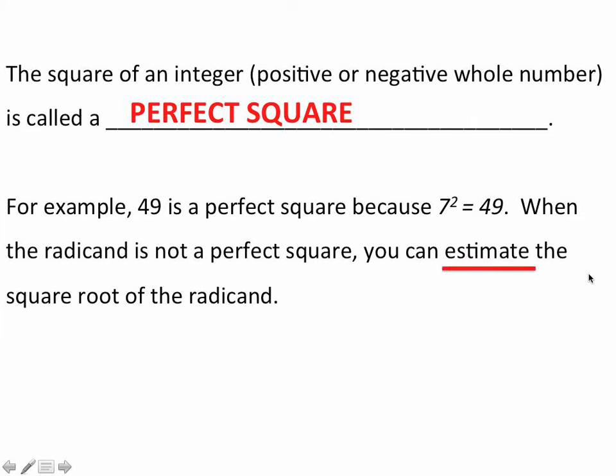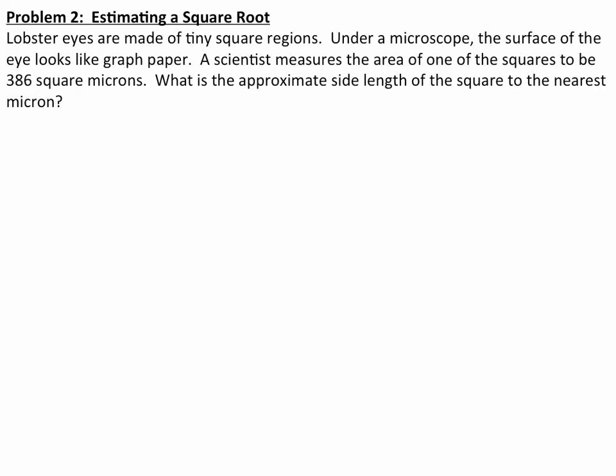So I can estimate whenever I'm trying to find the square root of something that's not a perfect square. Here we go with a little practical application to that. Maybe this will clear it up for you. Lobster eyes are made up of tiny square regions. Under a microscope, the surface of the eye looks like graph paper. A scientist measures the area of one of the squares to be 386 square microns, just a unit of measure. What is the approximate side length of the square to the nearest micron?